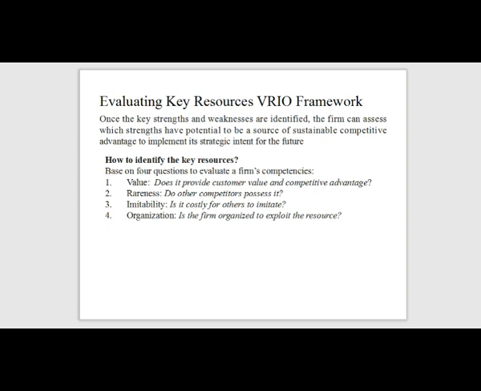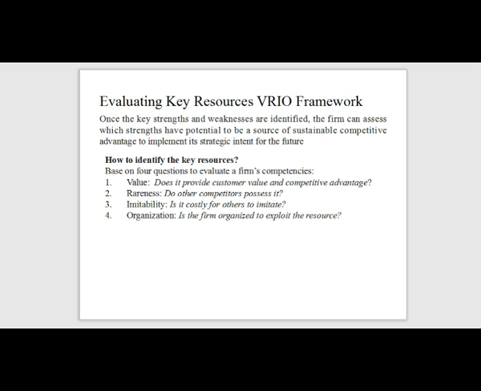Once the key strengths and weaknesses are identified, the firm can assess which strengths have potential to be a source of sustainable competitive advantage to implement its strategic intent for the future. How to identify the key resources? These four questions can be used to evaluate a firm's competencies. Value: does it provide customer value and competitive advantage? Rareness: do other competitors possess it? Imitability: is it costly for others to copy or imitate? Organization: is the firm organized to exploit the resources?